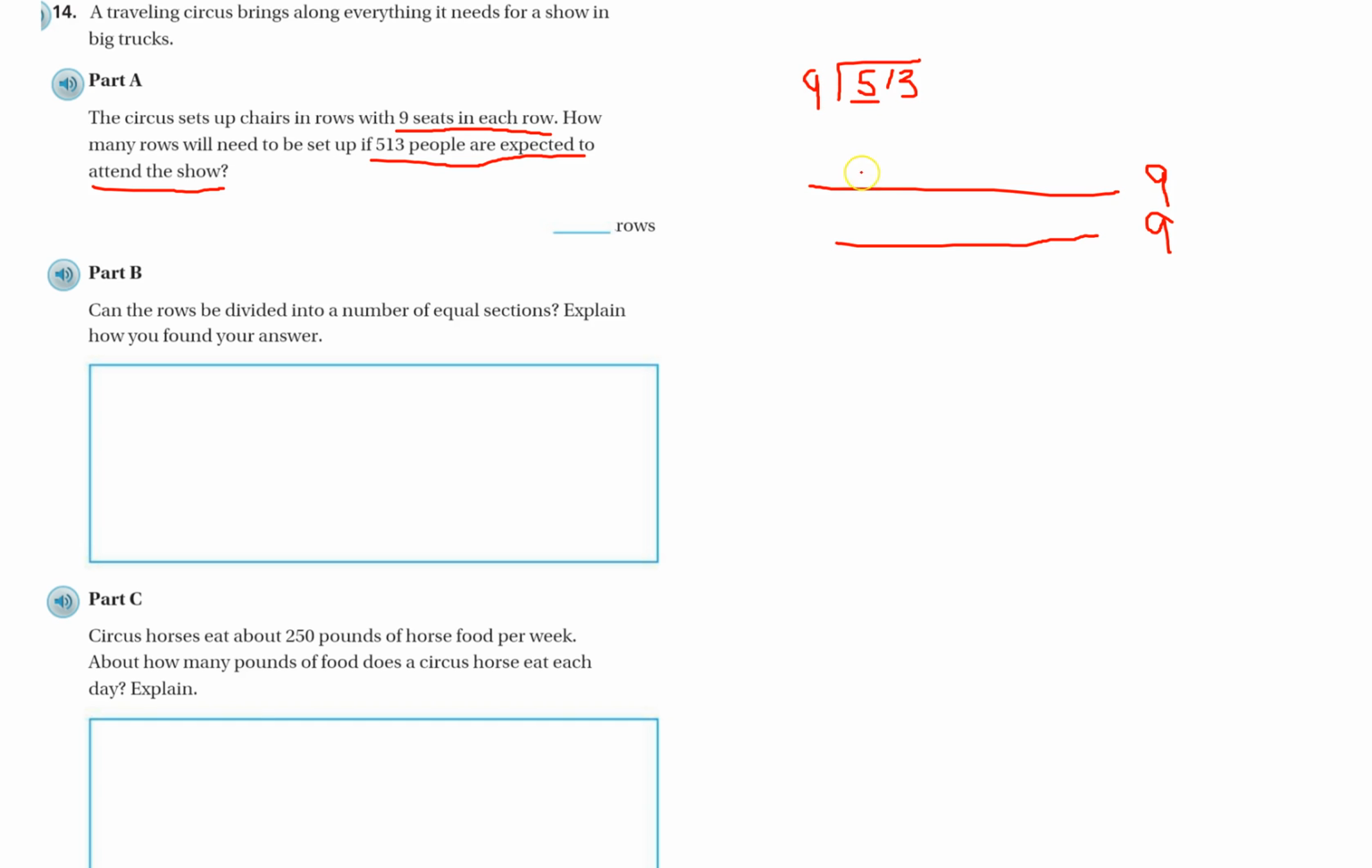9 can't go into 5, but 9 can go into 51. It goes in 5 times. 5 times 9 is 45. Subtract. 51 minus 45 is 6. Bring down the 3. 9 goes into 63 7 times. 7 times 9 is 63. Subtract, and I get 0. So 57 rows.